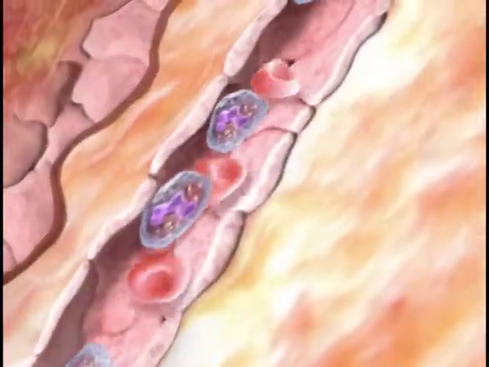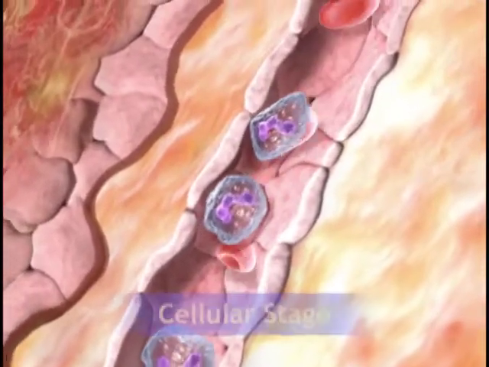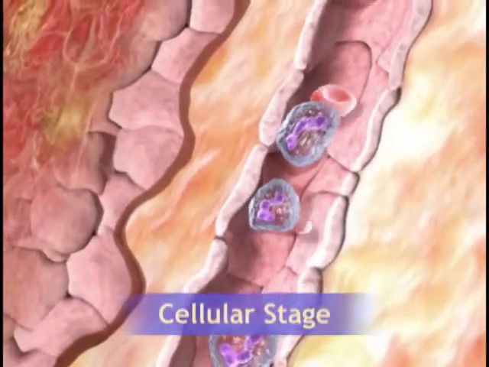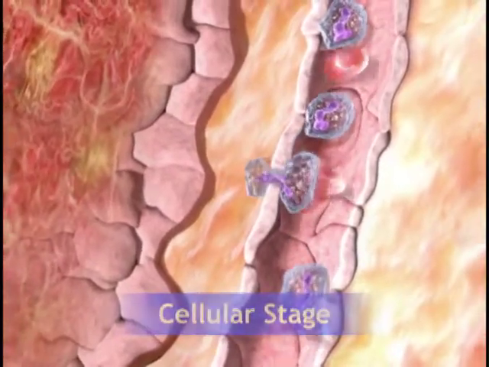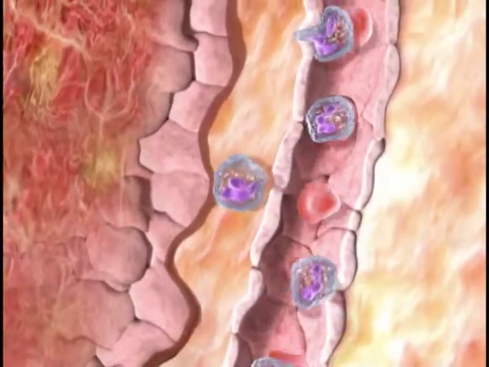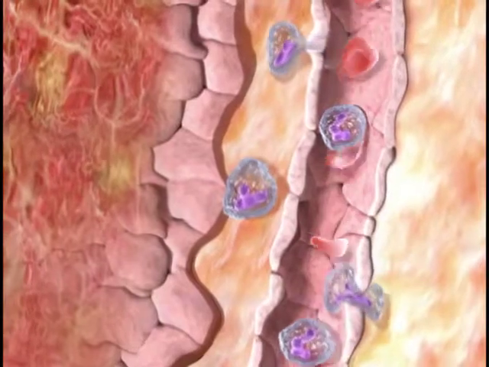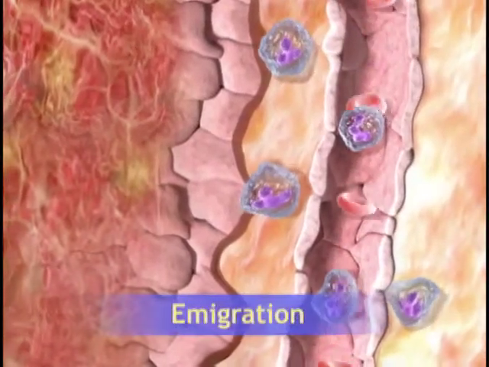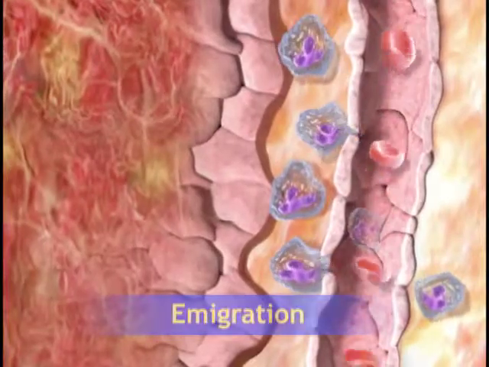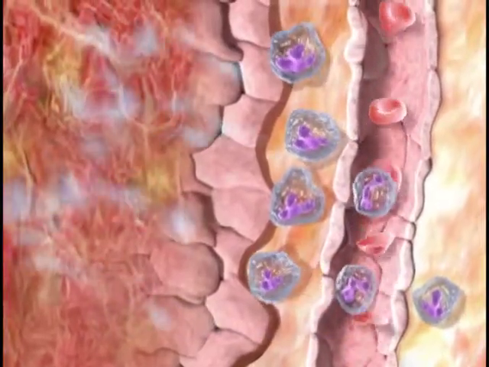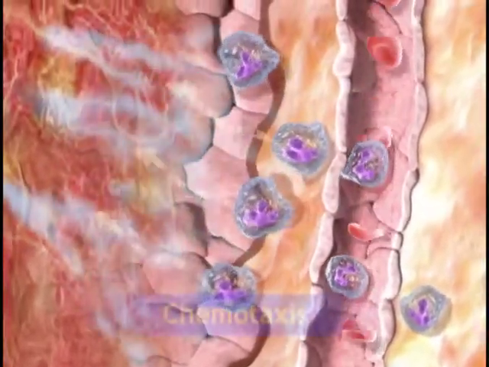The cellular stage of acute inflammation is initiated by the movement of phagocytic white blood cells, or leukocytes, into the area of injury. The leukocytes begin to adhere to the vessel wall, and then, in a process called emigration, squeeze through the wall and move into the inflamed tissue. The leukocytes wander through the tissue, guided by chemical signals in a process called chemotaxis.